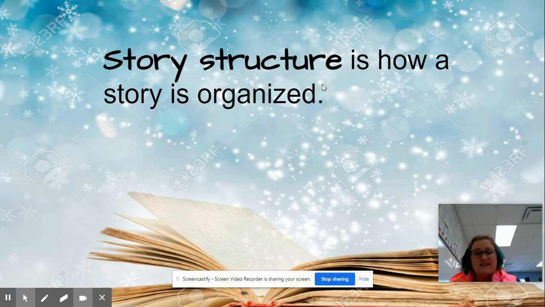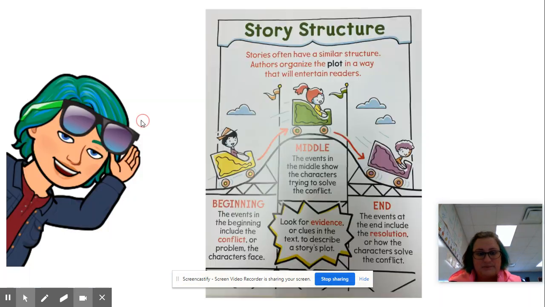Basically, story structure is just how a story is organized, how it is laid out. Stories often have a similar structure. Authors organize the plot in a way that will entertain readers. When we read a book, we focus on the beginning, the middle, and the end.